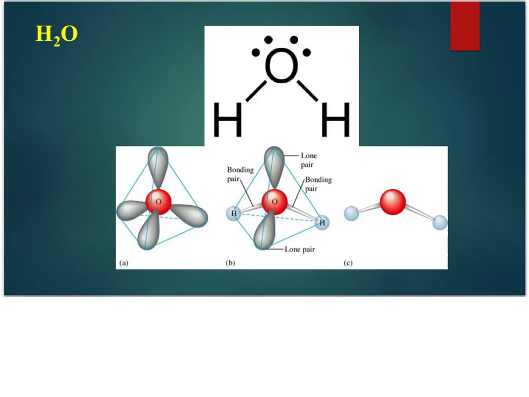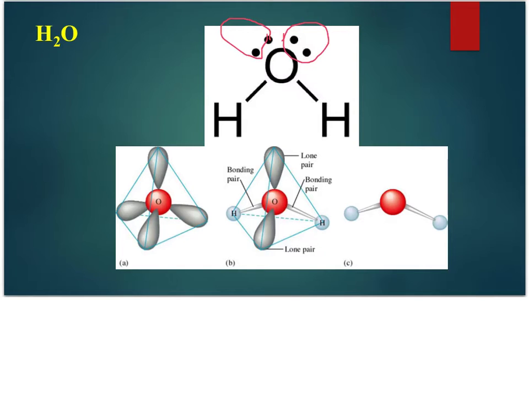Water. H2O. So how many bonding groups do we have around oxygen? 2 bonding groups along with 2 lone pairs. So we're going to have 2 areas of lone pairs, 2 areas of bonding groups. So we have a total of 4 areas of electron density. Remember, the lone pairs are going to occupy most space because they're going to push the bonded groups further apart.